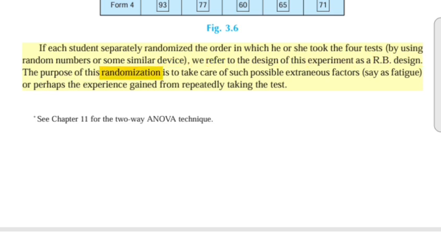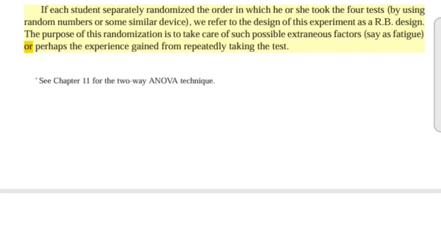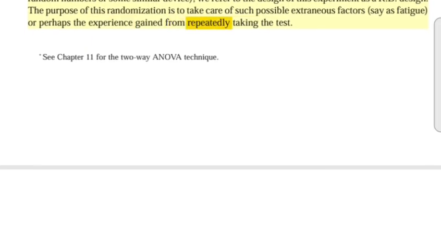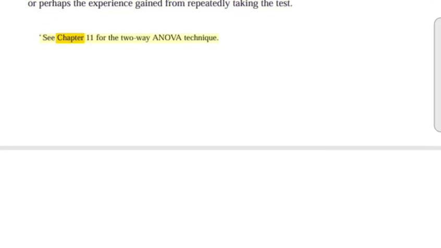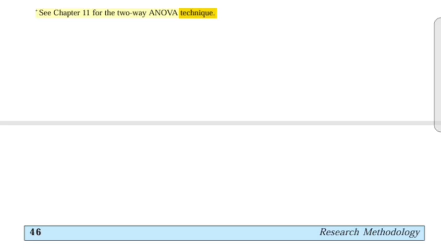The purpose of this randomization is to take care of such possible extraneous factors, say as fatigue, or perhaps the experience gained from repeatedly taking the test. See Chapter 11 for the two-way ANOVA technique.